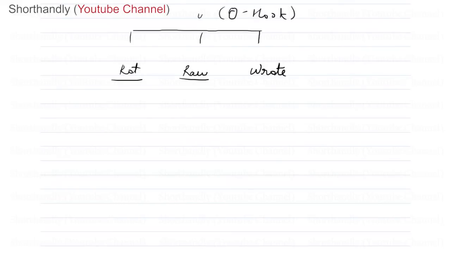Alright, so to represent this O sound as in rot, we use simply this one. To represent O sound as in raw, we use this hook and a dot. And to represent O sound as in wrote, we use this O hook and a dash. So this is our main O hook. And to represent this sound as in rot, we use this simple hook without any dot or any dash.